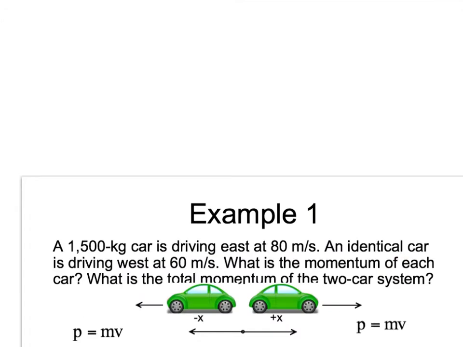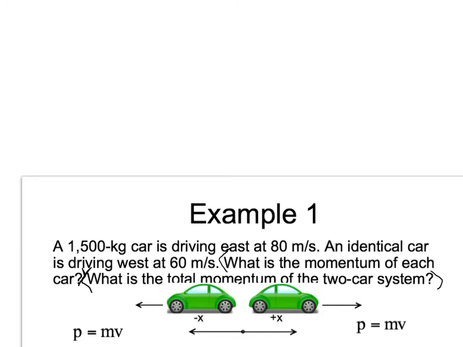All right, first example. We're going to find the total momentum of this two-car system. A 1,500 kilogram car is driving east at 80 meters per second. An identical car is driving west at 60 meters per second. What is the momentum of each car, first of all? And then what is the total momentum of the two-car system?